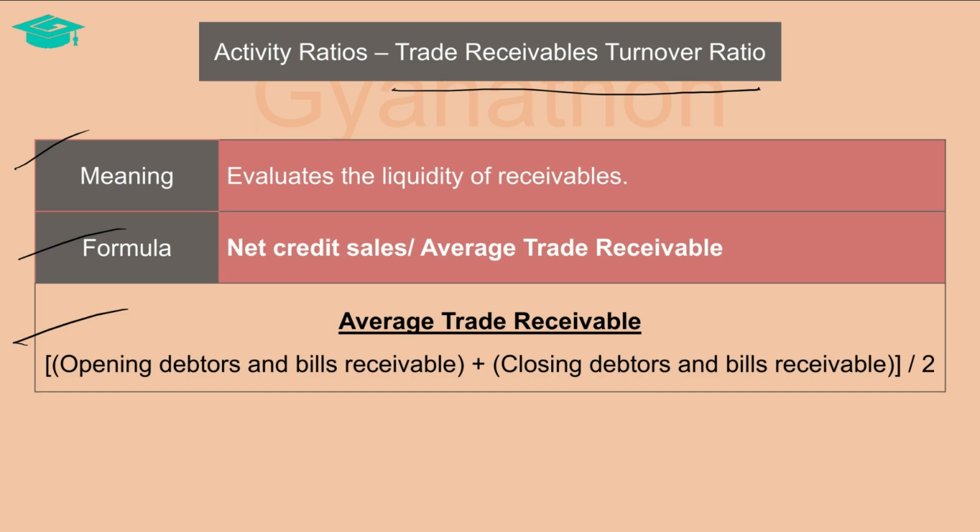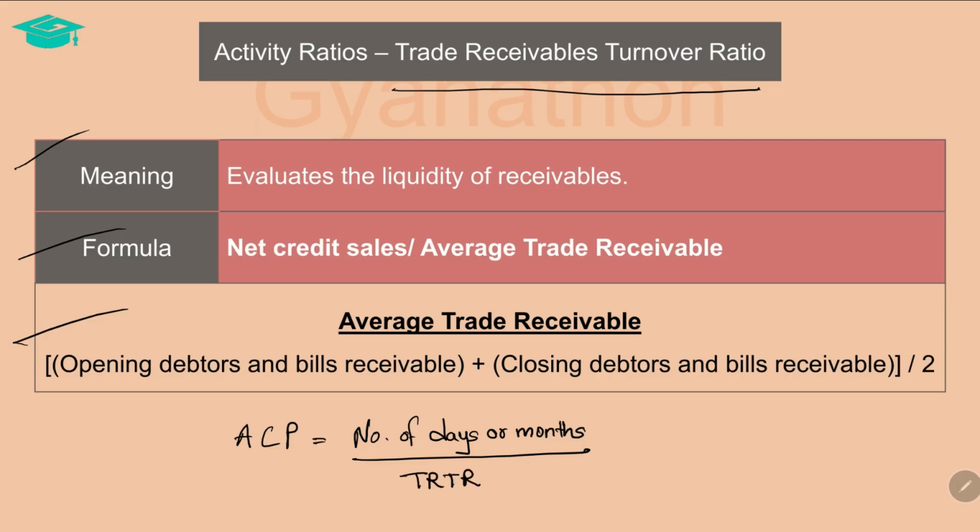The turnover of trade receivables indicates the liquidity of an organization. A higher ratio indicates speedy collection of trade receivables, whereas a lower ratio indicates a slower collection of trade receivables. This ratio also helps to calculate the average collection period, which is calculated as number of days or months divided by the trade receivables turnover ratio. So, average collection period is equal to number of days or months divided by trade receivable turnover ratio.